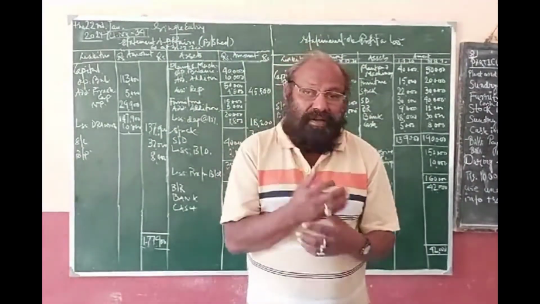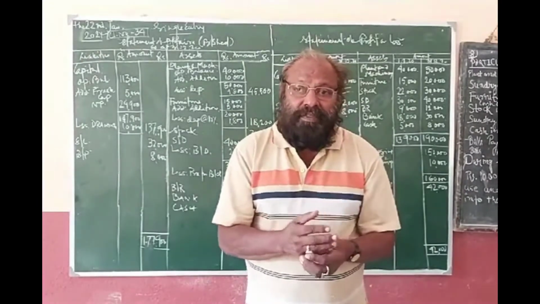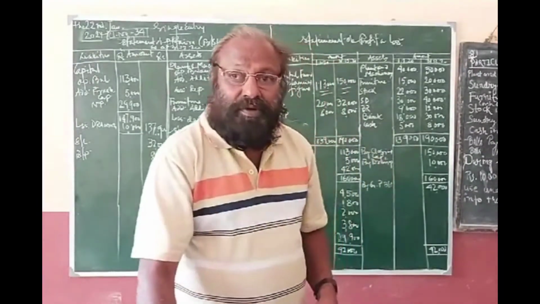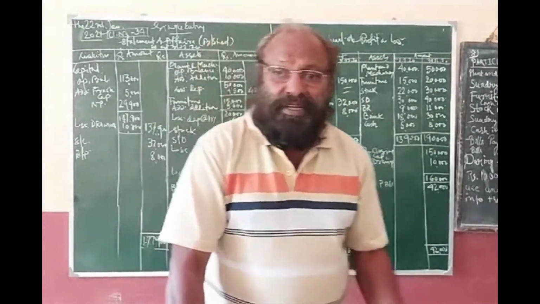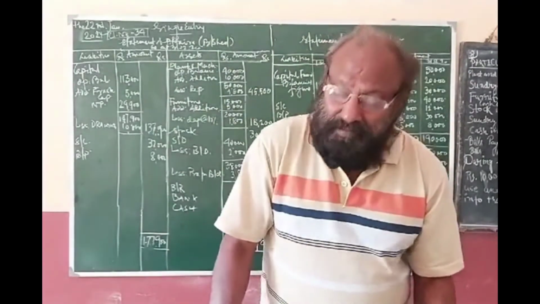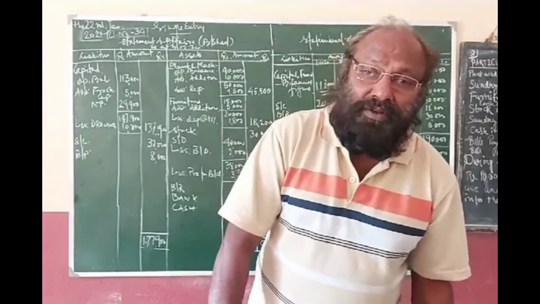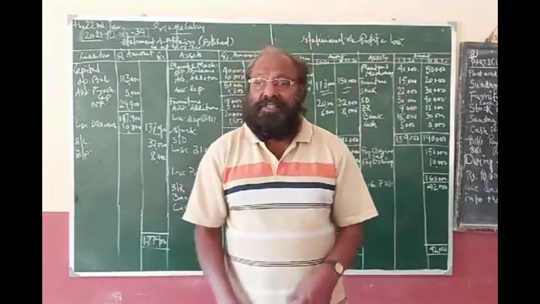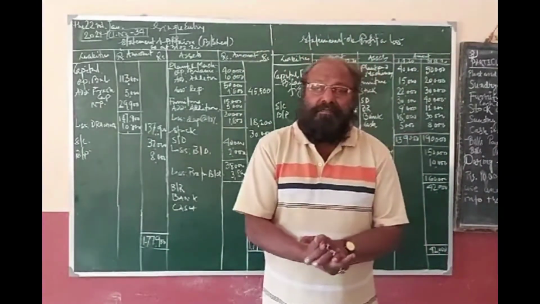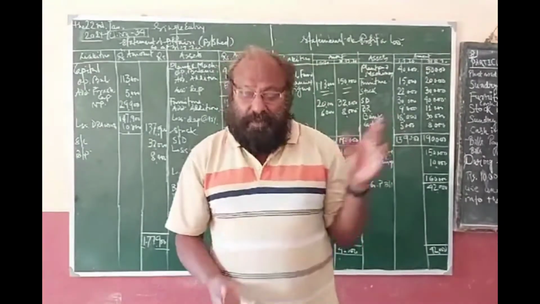And right now we are in the last topic, that is single entry, the final accounts of the incomplete records. That is, those who do not maintain the double entry system of bookkeeping. They also find out the results of the transactions taking place during the year concerned, and that is done with this process.